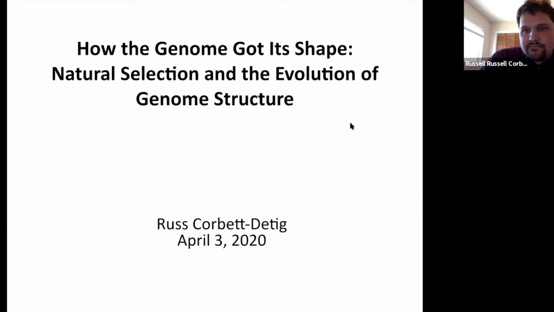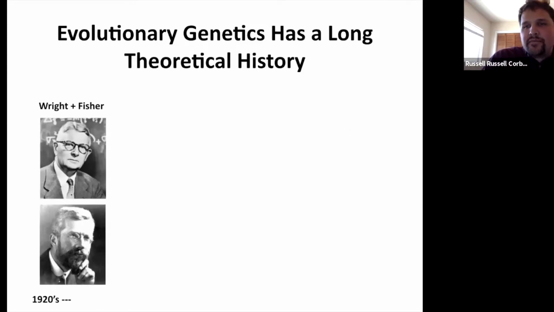Okay, so a little bit of background. My field, broadly defined as evolutionary genetics, has a really long history of theoretical study. And as early as the early 1920s, these two gentlemen, and of course many, many other people, but most prominently Wright and Fisher, had already laid out a lot of the central questions that the field has still been working on to this day.